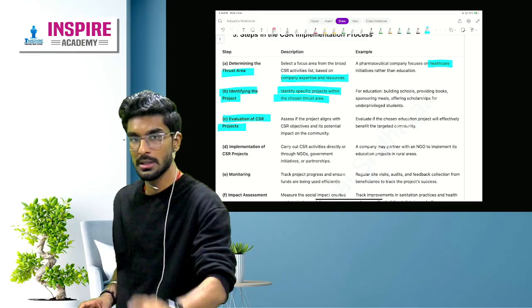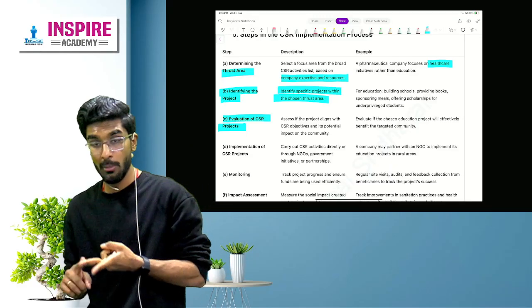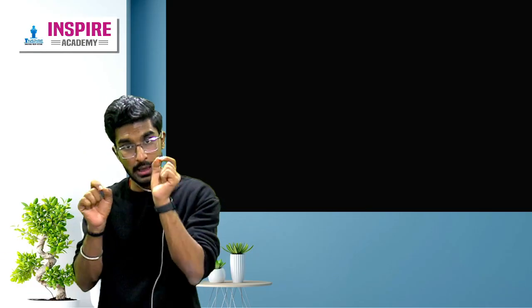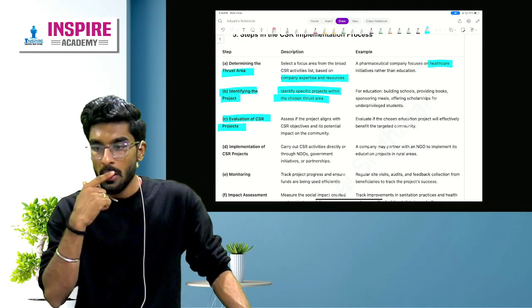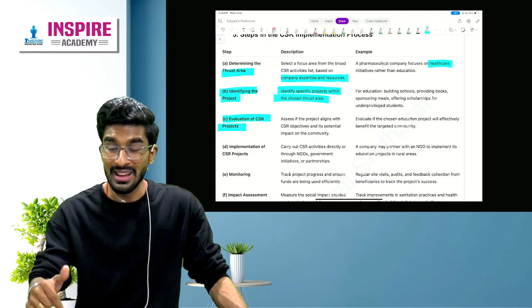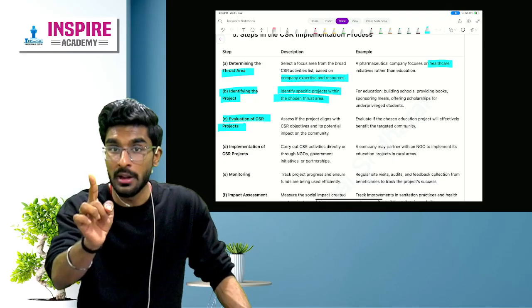So first aspect is the thrust area you identified. Number two, in that thrust area, there are a lot of activities, so you have identified that activity also. Now you have to ask yourself, would incurring CSR expenditure in that project actually benefit the community members or not? You have to identify. Yes or no, people?